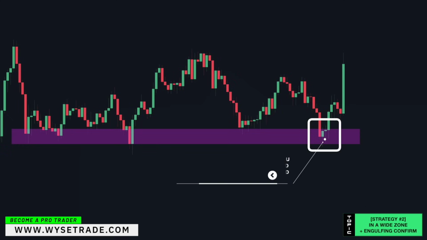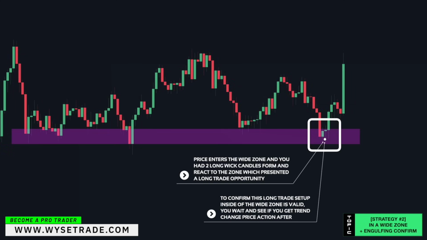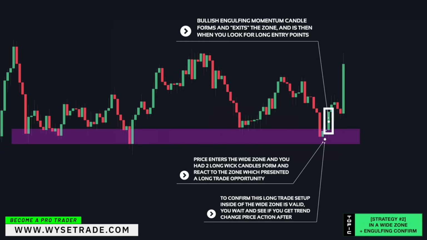Price then enters the wide zone, and you had 2 long wick candles form and react to the zone, presenting a long trade opportunity. To confirm this long trade setup inside of the wide zone is valid, you wait and see if you get trend change price action, which you got through the bullish engulfing momentum candle that formed and exited the zone, which is then when you would look for long entry points.